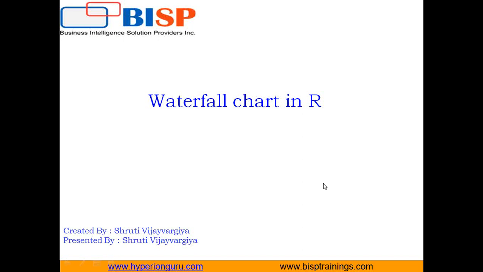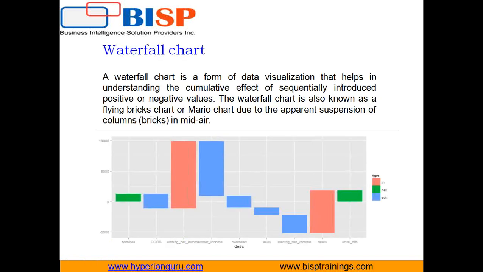Waterfall charts in R. Waterfall charts are often used for analytical purposes in the business setting to show the effect of sequentially introduced negative or positive values. Sometimes waterfall charts are also referred to as cascade charts. A waterfall chart is a form of data visualization which helps in determining the cumulative effect of sequentially introduced positive or negative values. Waterfall charts can be used in many areas including inventory analysis, profit loss analysis, and sales analysis.